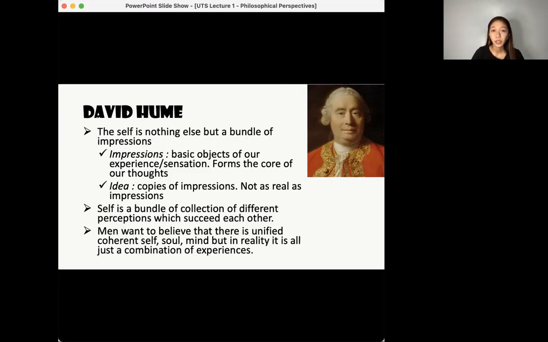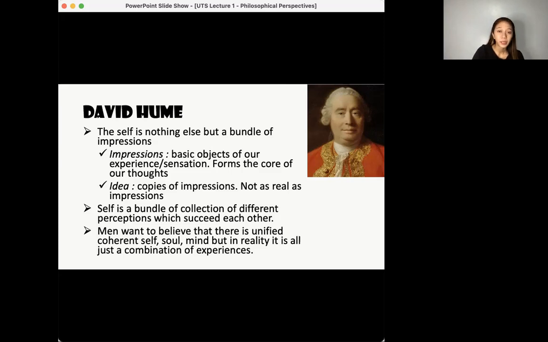Okay. So, according to David Hume, impression is the basic objects of our experience or sensation. It forms the core of our thoughts. Ano naman daw yung idea? So, ideas are copies of impression, not as real as impression. So, for example, if we analyze yung experiences natin, ito daw ay makakategorize sa dalawa, impression and idea. Okay?